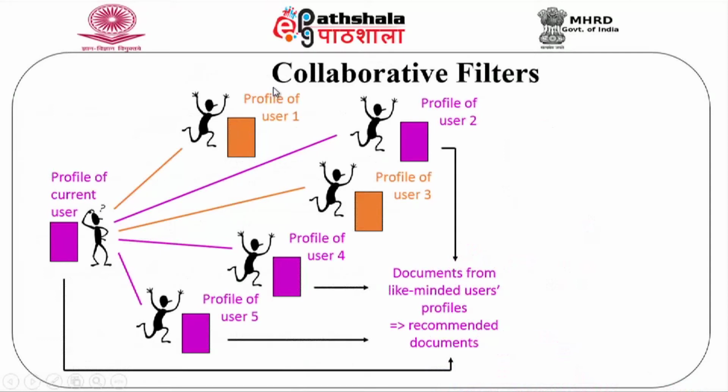So this is an example of a collaborative filter. So we have the profiles of the user. This is profile of user 1, this is profile of user 2. So like that we have various profiles of users. Now we need to look at the profile of the current user. So these people form a community, and based on the interest of all these profiles of user 1 to user 5, we are going to predict the profile of the current user. So the documents from like-minded users' profiles are being filtered out, and those documents are given as recommended documents to the current user, basically, because all these users belong to a particular group.